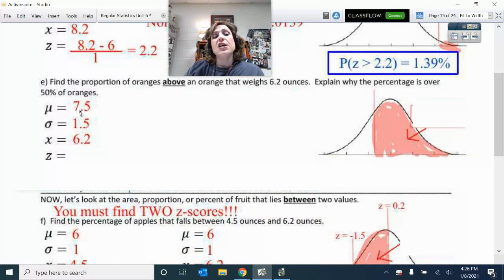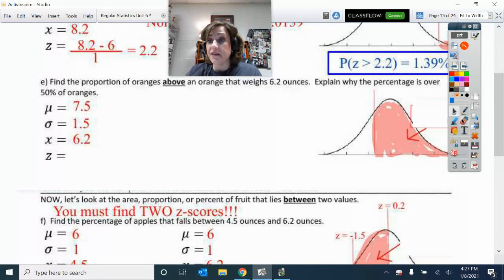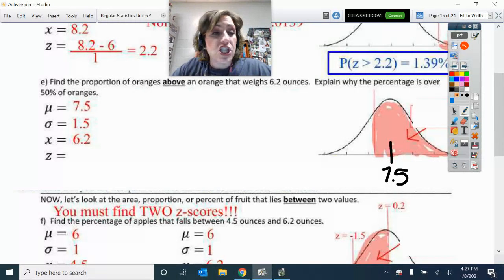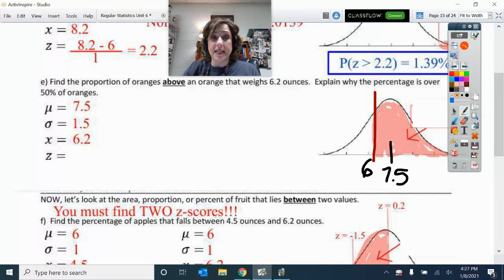Okay, moving on. Find the proportion of oranges. Now we're talking about the oranges' mean and standard deviation: the mean of 7.5 with a standard deviation of 1.5. Then find the probability that it weighs more than 6.2. If you're thinking about where this is located, in the middle is your 7.5. I'm not exactly sure where it is, but this here is 6, so this is a little above 6. I can tell that's where it's located, and I want the shaded area above.